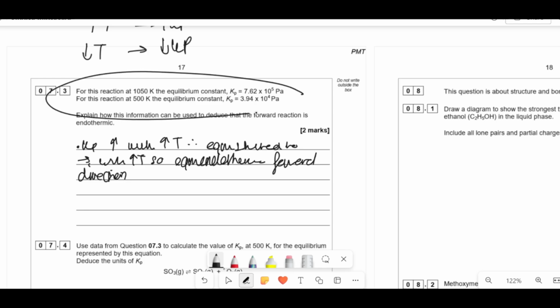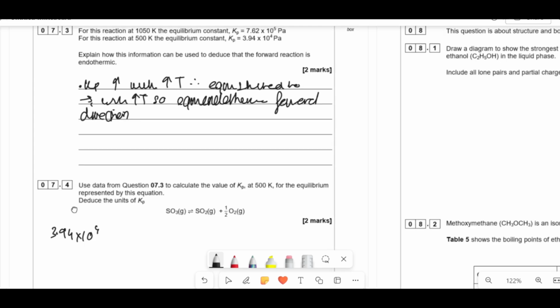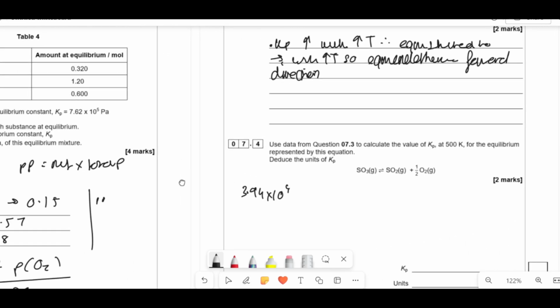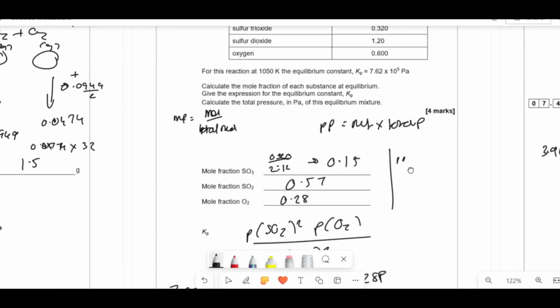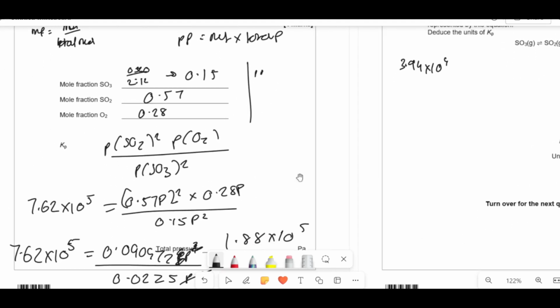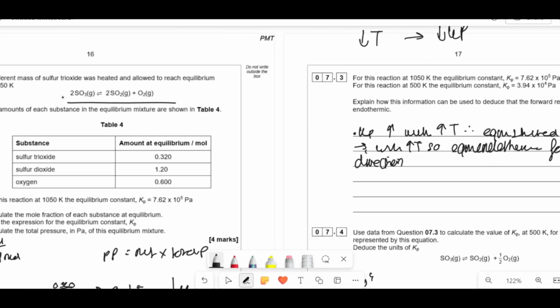Now they've told you these two things, and they've told you it's for this temperature here. So the Kp at this temperature was, for this previous question, 3.94 times 10 to the 4, right? And this is for this Kp expression from the previous part. Now they've told you that this is the equation, and this is our previous equation.